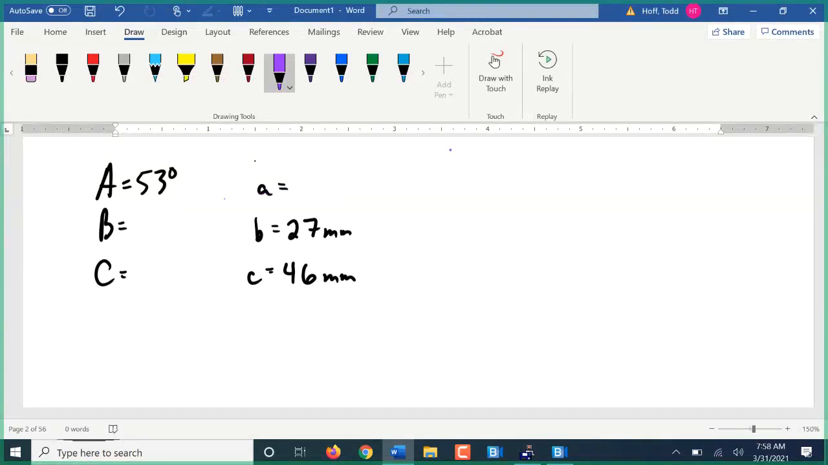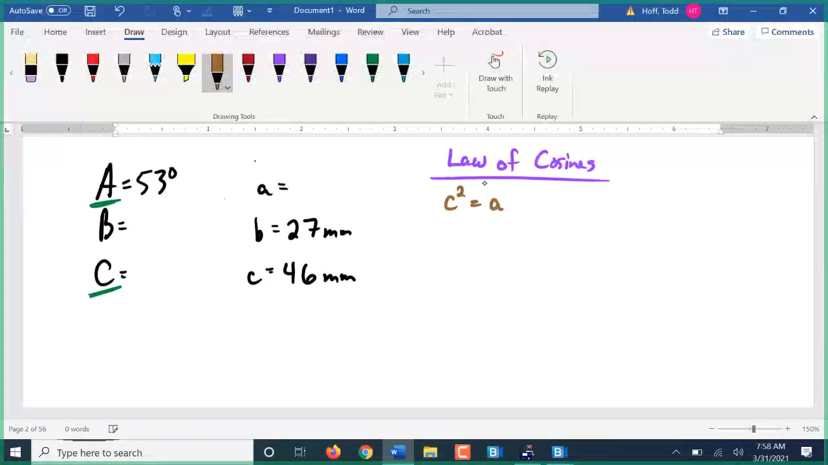So that means I have to use law of cosines. Now, normally law of cosines is designed around finding side C if you're given angle C. But here we're not given angle C, we're given angle A. So I'll write out my formula here. The normal formula is C squared equals A squared plus B squared minus 2AB cosine C.